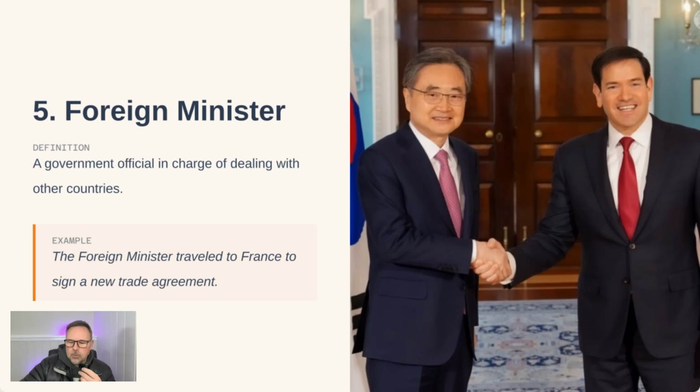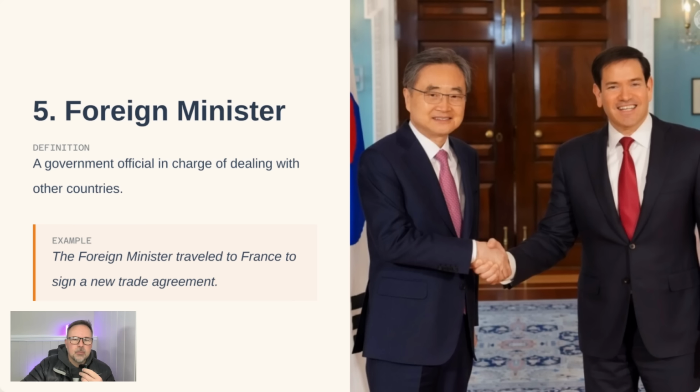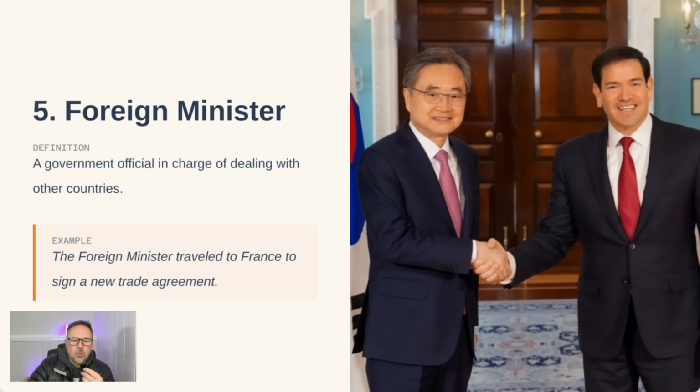Foreign minister, we are going to talk about the Secretary of State. They do not say this in the newscast, but they mention Iran's foreign minister. In the US, we call that the Secretary of State. Let's talk about what the foreign minister is: a government official in charge of dealing with other countries. The foreign minister traveled to France to sign a new trade agreement.